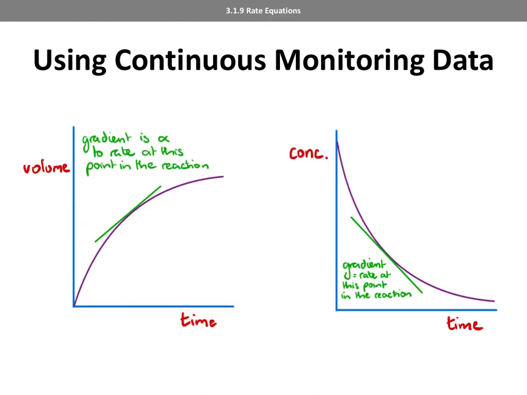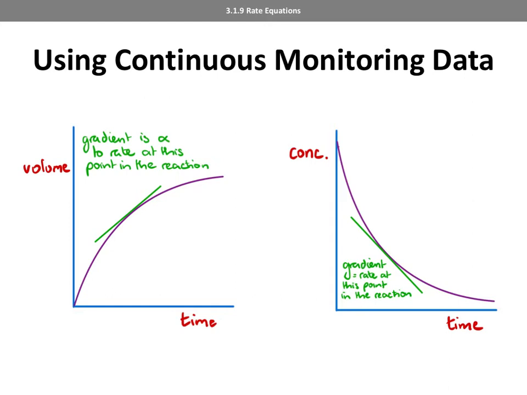So here are two examples. The one on the left is perhaps the gas syringe example, where the volume of gas produced was measured over time. The gradient here would tell us the rate of change in volume of gas at that particular moment in time, for that particular tangent. The one on the right could be, say, the concentration of hydroxide ions in the nucleophilic substitution reaction. The gradient at any point on the curve would tell us the rate of the reaction at that particular moment in time during the course of the reaction.